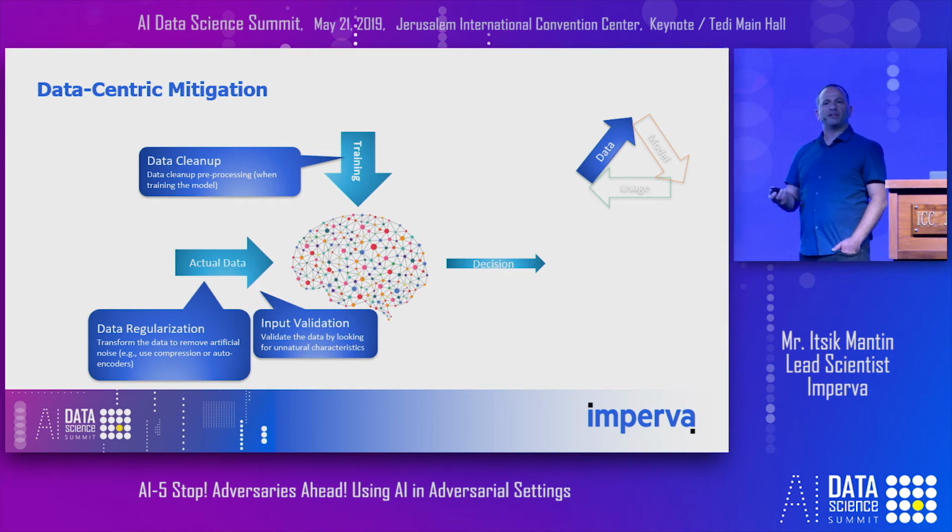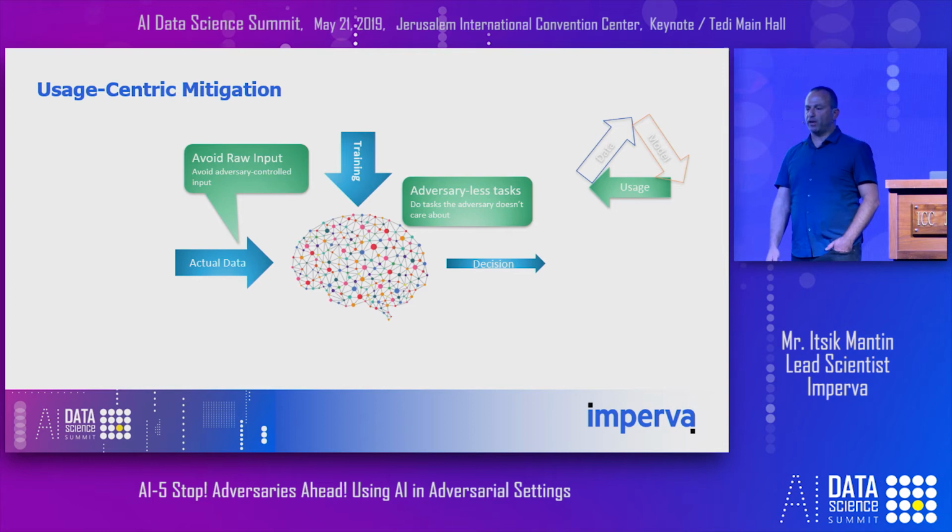Autoencoders were discussed in several places. At some point, it was believed to be the silver bullet to solve this problem, but eventually it is not. It makes the life of the attacker harder, but not impossible. So input validation, to validate that the input is natural, is not anomalous, and such filtering are, to some extent, effective against this threat.